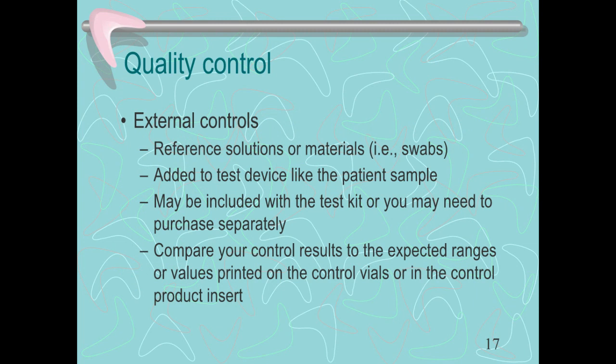External controls, that could be a reference solution or materials like swabs. Maybe you have test solutions that go on to strips for a finger stick blood sugar machine, or maybe you have specific urine strips that need to go into the machine to determine it. And it can be included in a kit, or it may need to be purchased separately. And if you run out, then you're going to have to repurchase those.